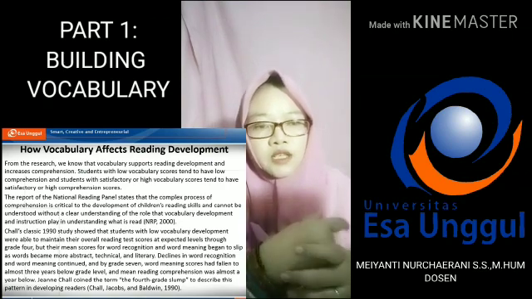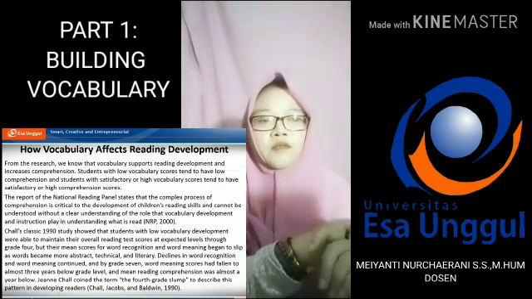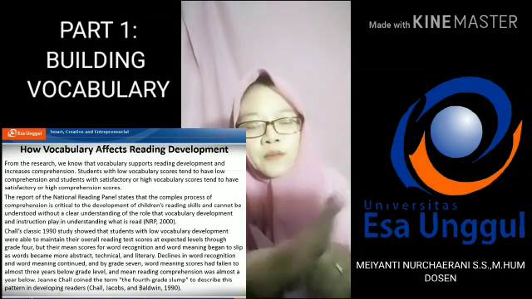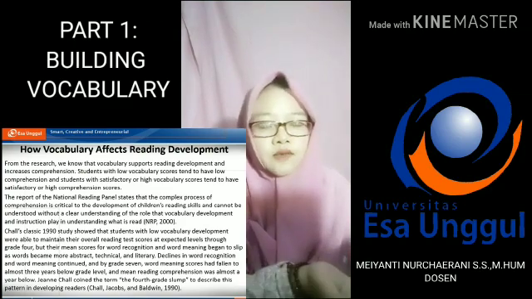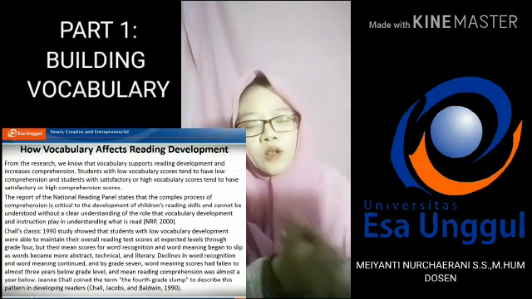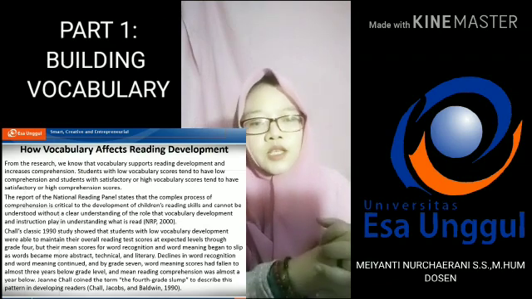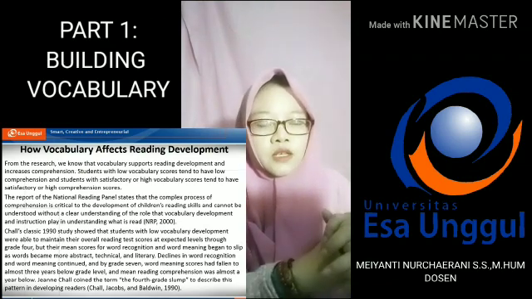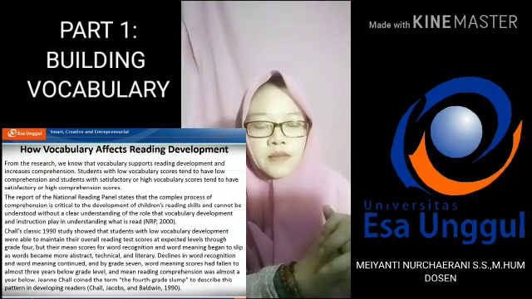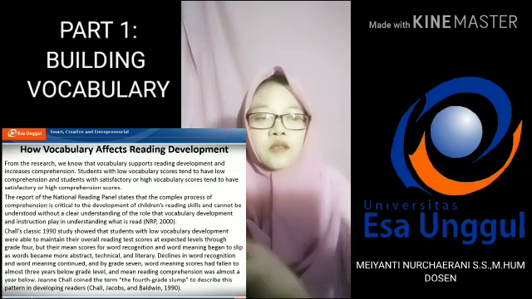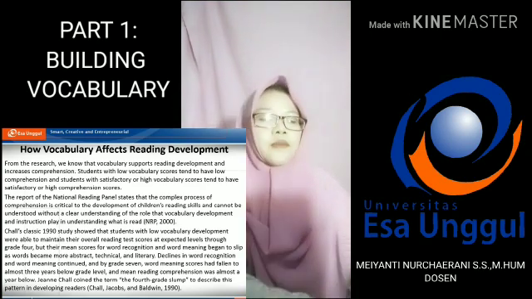Declines in word recognition and word meaning continue. By grade 7, word meaning scores had fallen to almost 3 years below grade level, and mean reading comprehension was almost 4 years below. Jeanne Chall coined the term the fourth grade slump to describe this pattern in developing readers.